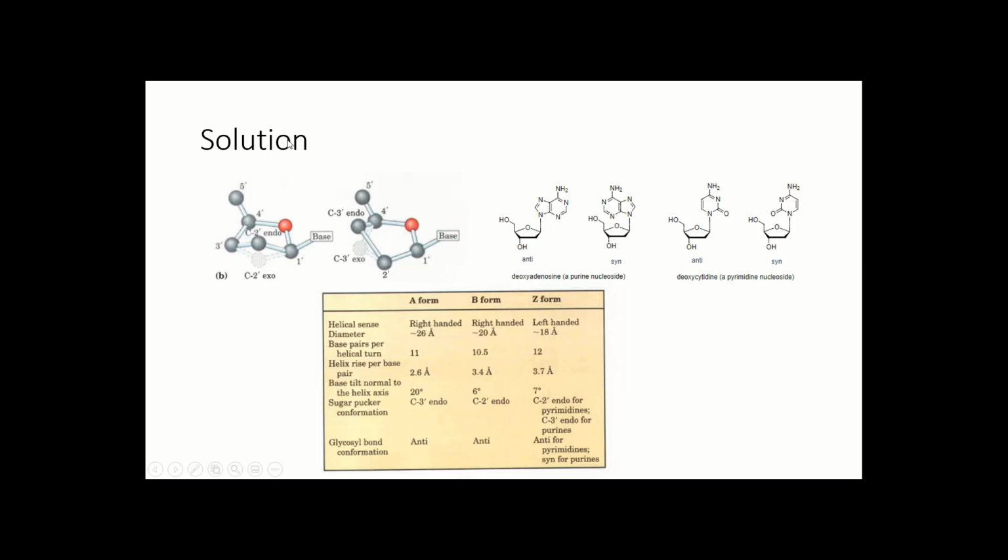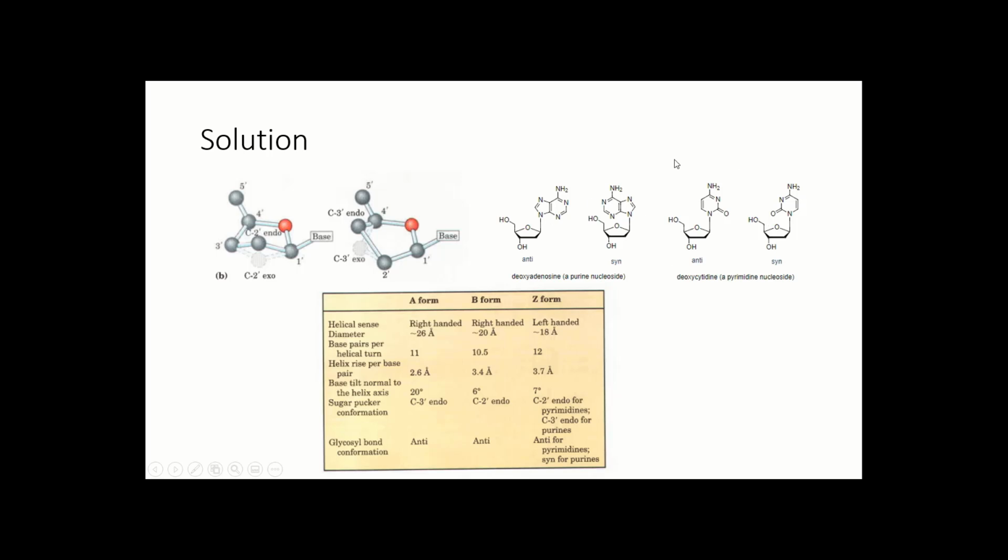So let's see. First, see the sugar packing. What is sugar packing? There are two kinds of sugar packing, endo and exo. For example, if the C3 prime carbon of this pentose sugar is facing towards the oxygen, then it will be endo, and if it is going away, then it will be exo. Similarly, for C2 prime, if the C2 prime is facing towards the oxygen, then it will be C2 prime endo. If it is going away, then it is 2 prime exo.